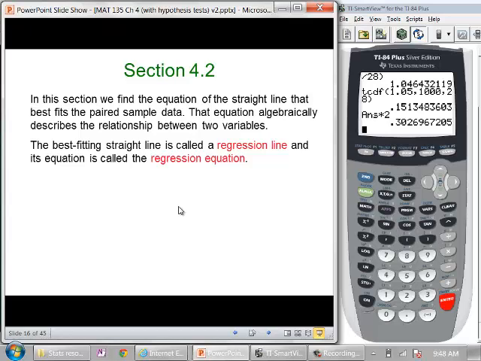Okay, so now what we want to talk about is what we're actually going to use this for. If we do find that there's a linear correlation, then what can we do with it? So what we're going to do is find a line that best fits our data, and then we can use that line to make predictions or make estimates for data values that we don't already have. The line that best fits the data is going to be called a regression line, and the equation for that line is just the regression equation.